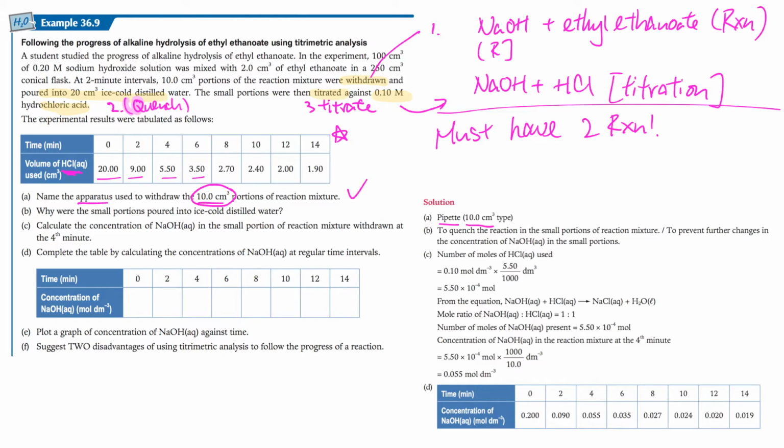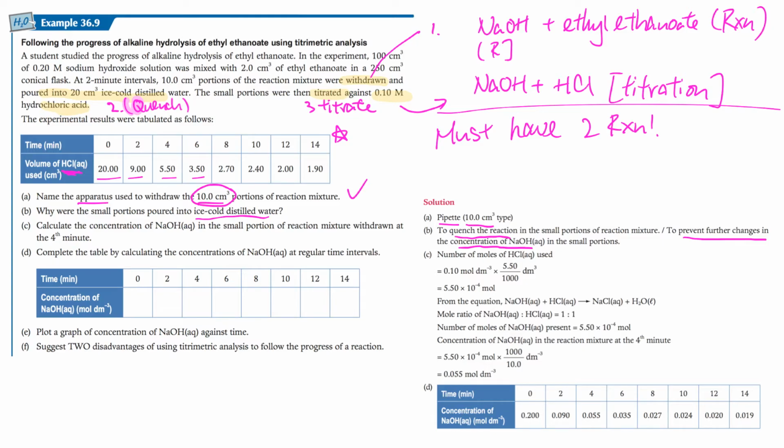Easy for this one. Second one: why is a small portion poured into ice cold distilled water? This is a quenching step. So just say it quenches the reaction and also prevents further change in concentration of NaOH. I prefer to answer both of them, so that it will be very clear: what is meant by quenching, and what concentration you want to remain the same.